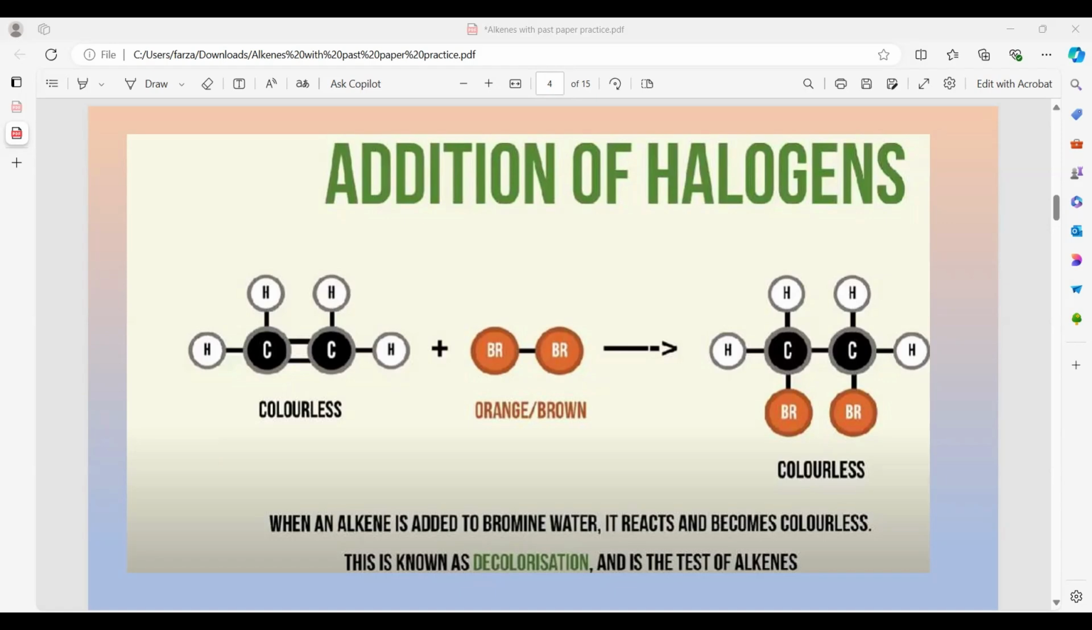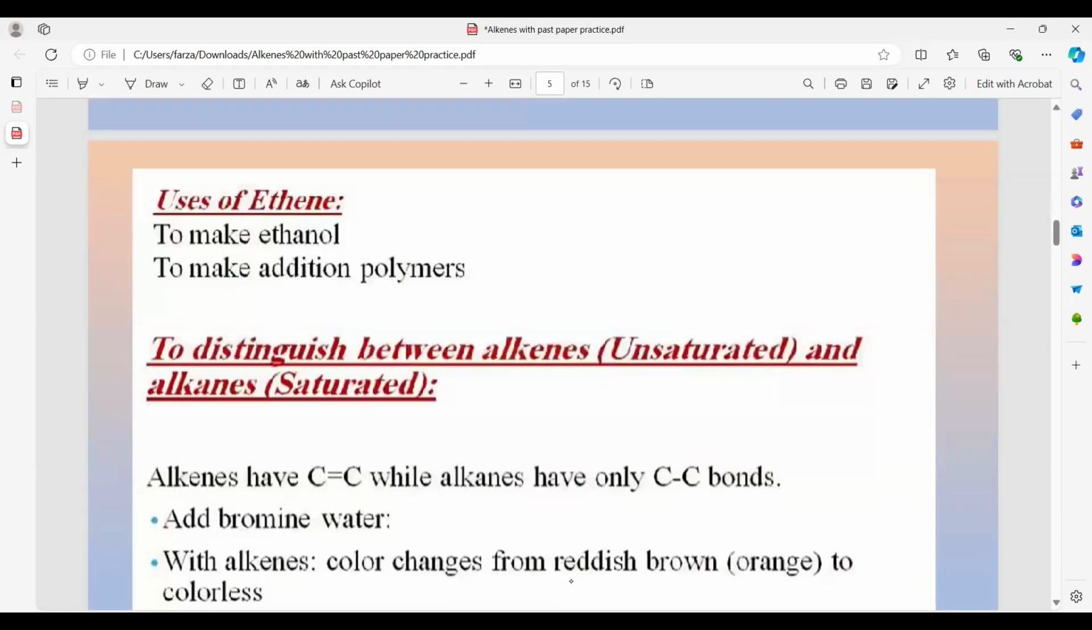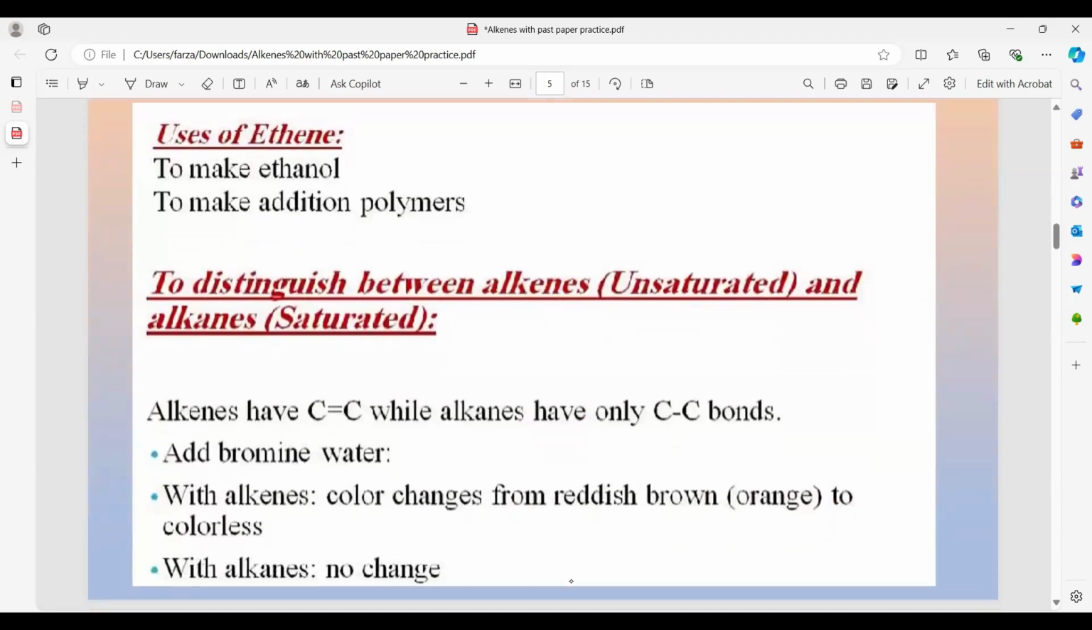The reddish brown color of bromine disappears when it reacts with an alkene, indicating the presence of a double bond. So here you see, alkenes have a double bond while alkanes have only a single bond. If you add bromine water to alkenes, the color will change from reddish brown or orange to colorless. But with alkanes, there is no change. This is an important test which will be asked in the exam. This is how you distinguish between alkenes and alkanes.